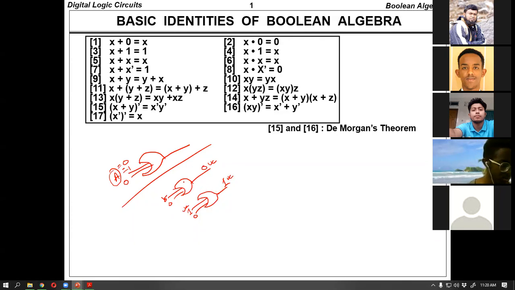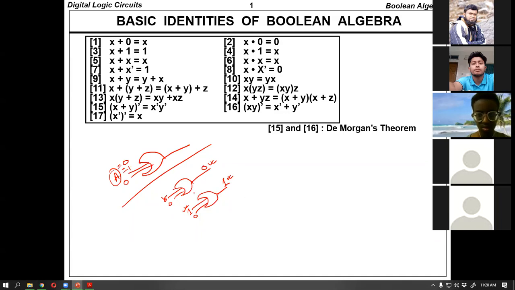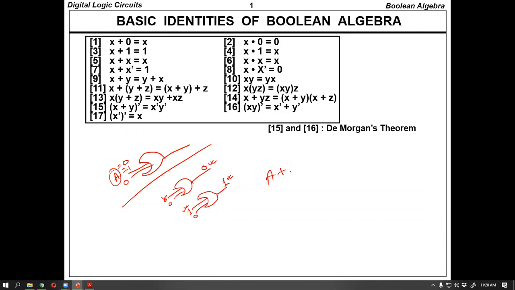So the output is equal to A plus zero, this is the OR gate. If A is equal to zero, output zero. If A is equal to one, output one. So this output depends on A, and the output is equal to A. So this is the Boolean formula: A plus zero is equal to A.